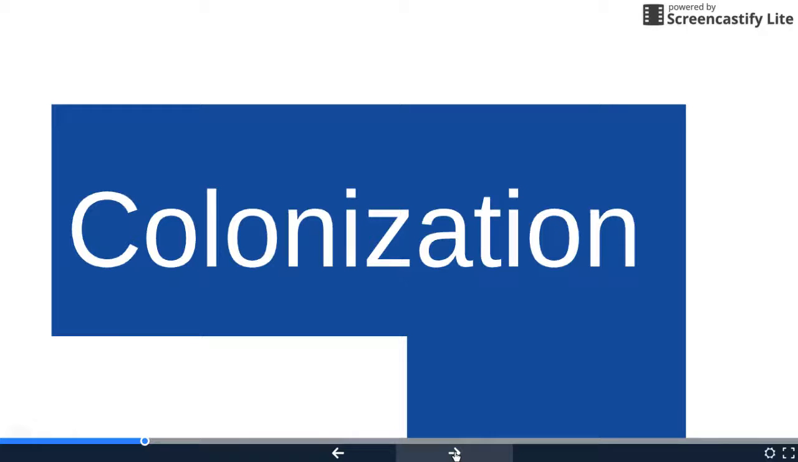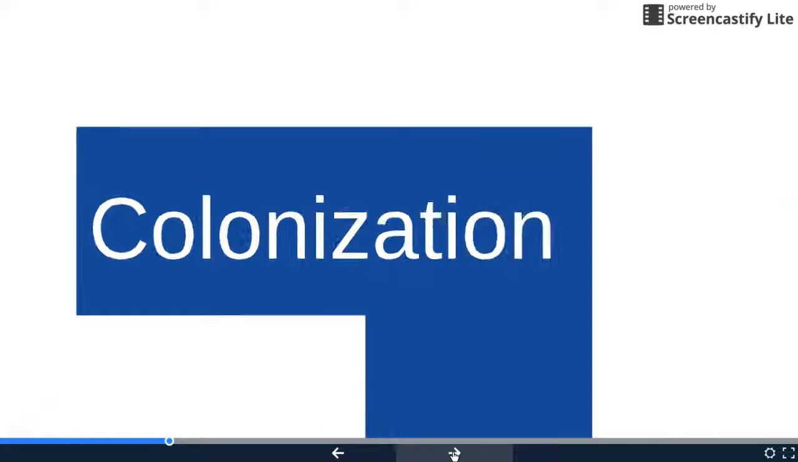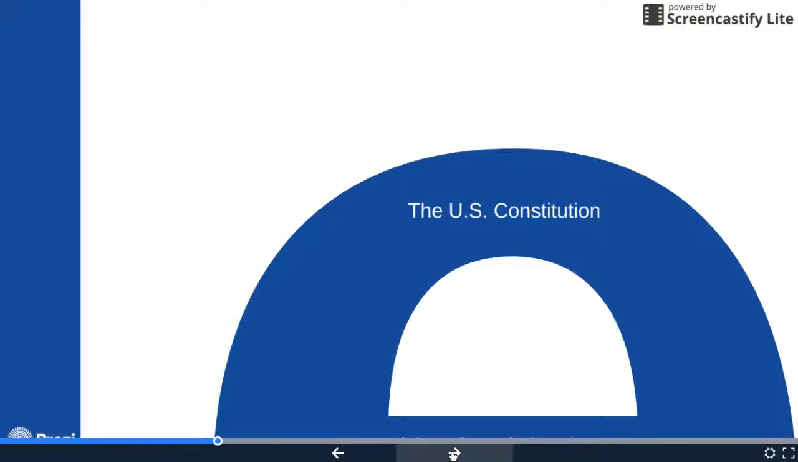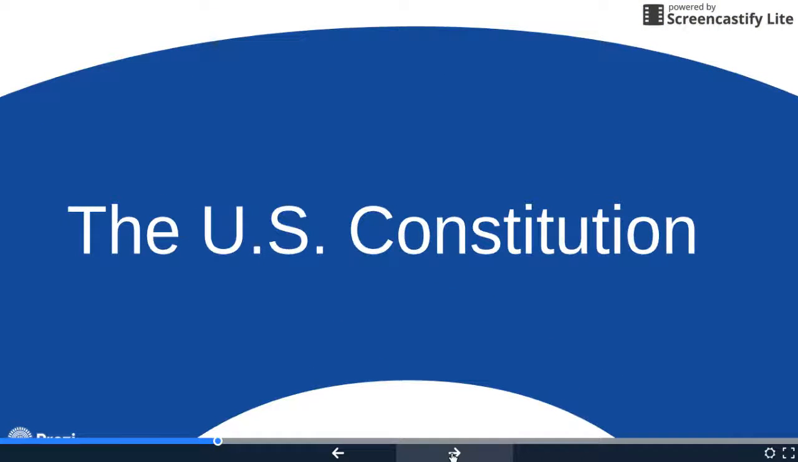We'll be talking about the 13 English colonies, how they came to be, and how they operated a little bit throughout their time. This will ultimately lead to the American Revolution. In the American Revolution, we'll be talking about battles. We'll be talking about some of the famous people during the American Revolution and ultimately winning the revolution and gaining our independence. This will lead to the creation of the U.S.